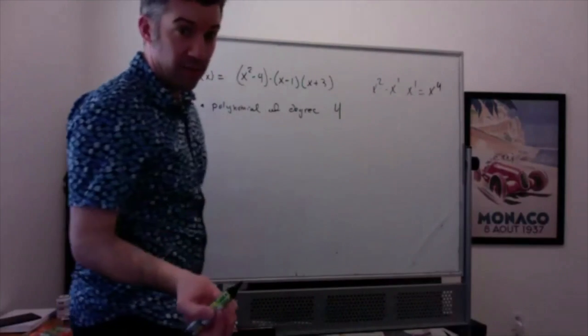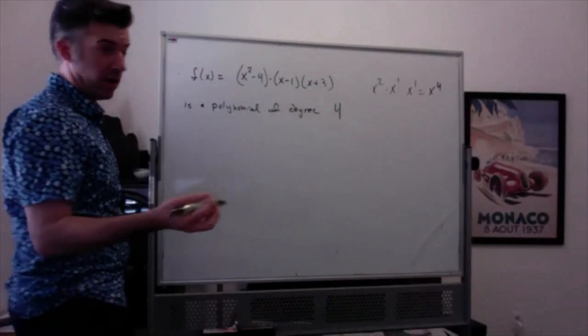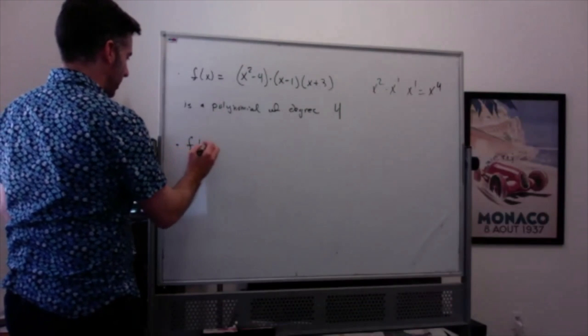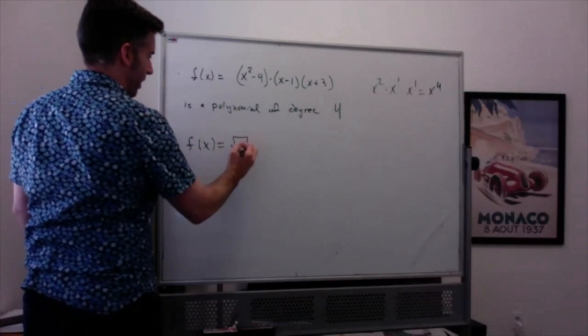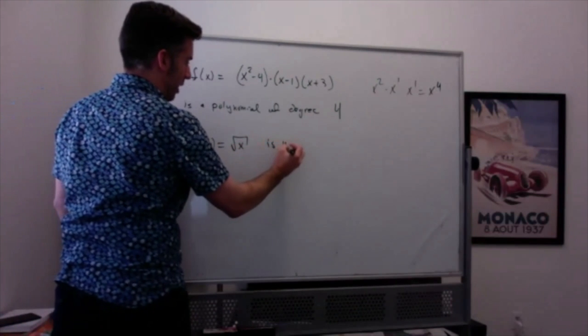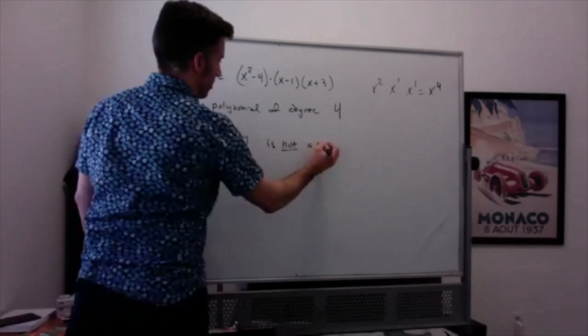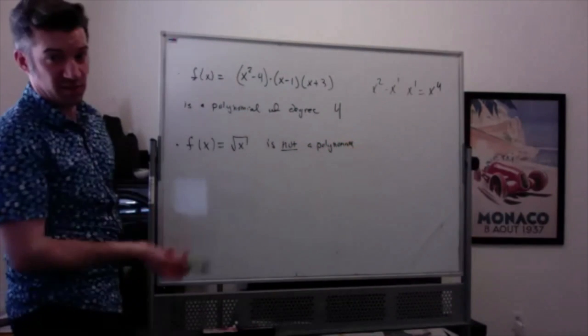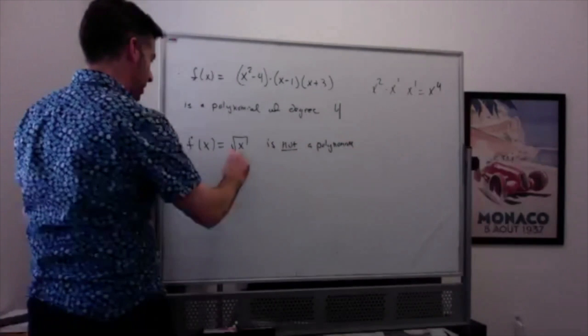I do want to also point out a few things that are not polynomials that we've already seen in our graphing experiences. F of x equal to the square root of x is not a polynomial, because f of x equal to the square root of x is f of x equal to x to the 1/2.